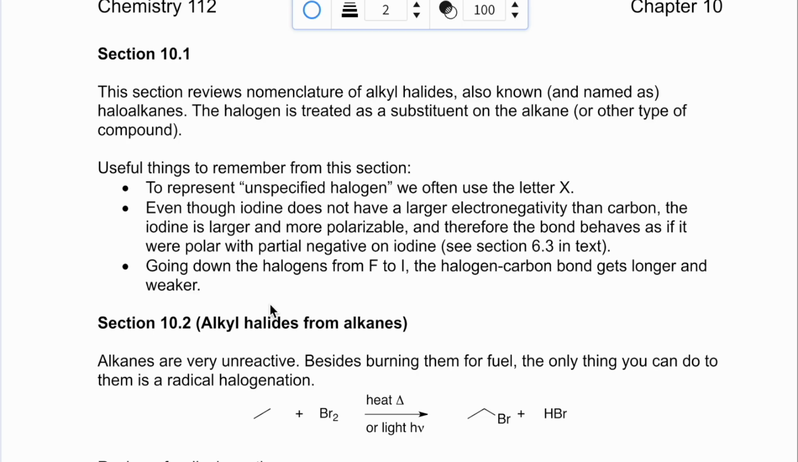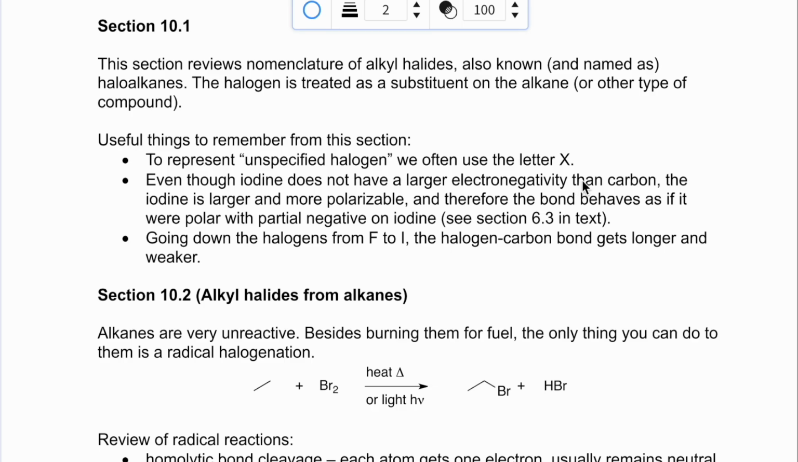The first section goes over naming, and we've been using halogens as substituents in all of our naming sections, from alkanes to alkenes to alkynes. So maybe review some of your other chapters from last semester on how to name alkanes, and then you'll know how to put the halide on as a substituent, a chloro or a bromo or an iodo or fluoro group, wherever the substituent is.